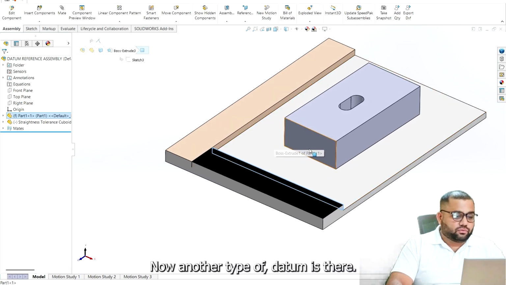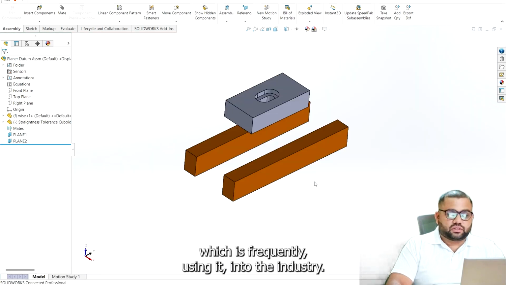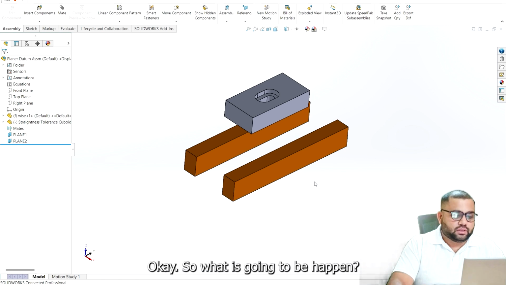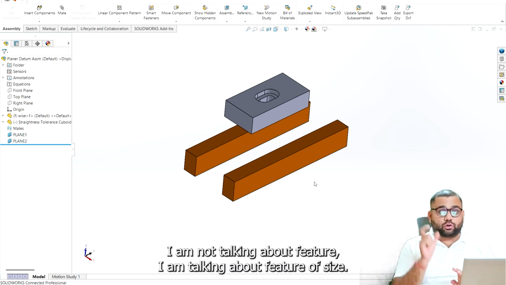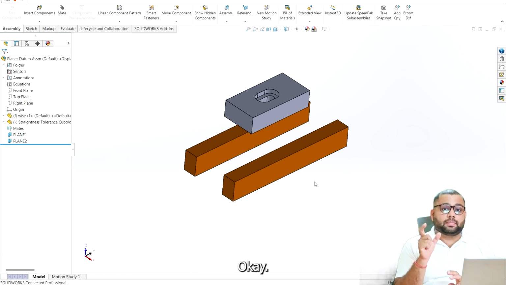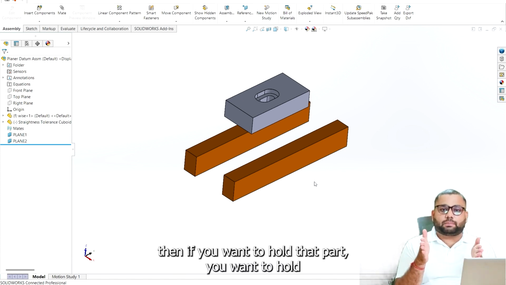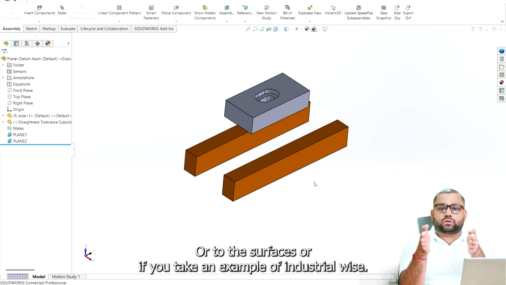Okay. Now another type of datum is there, which is frequently used in the industry, which is a center plane datum. So if you take a feature of size as a datum, and whenever you take a feature of size, I am not talking about a feature, I am talking about a feature of size. Feature of size means if there is a rectangular part and you want to hold that part, you want to hold it with the help of two planes, or two surfaces.